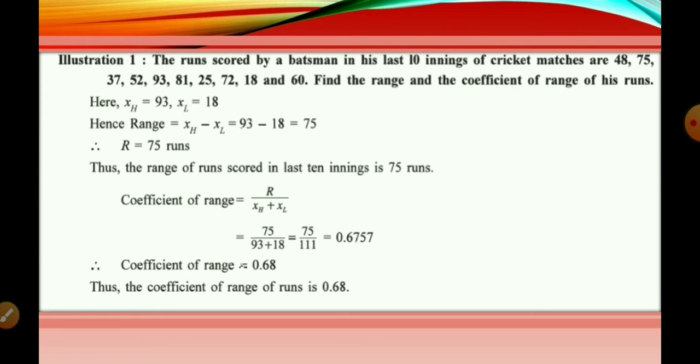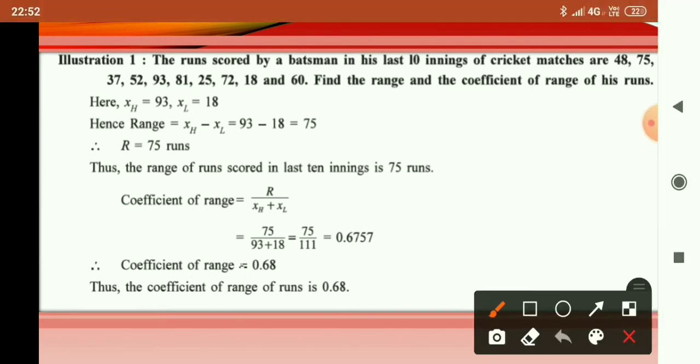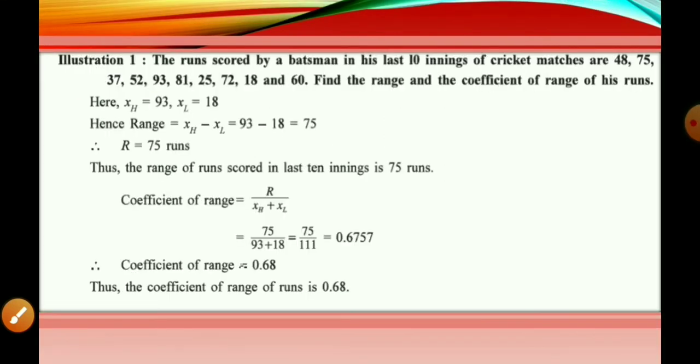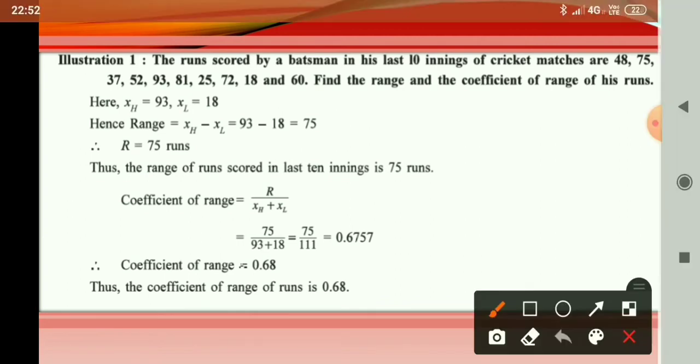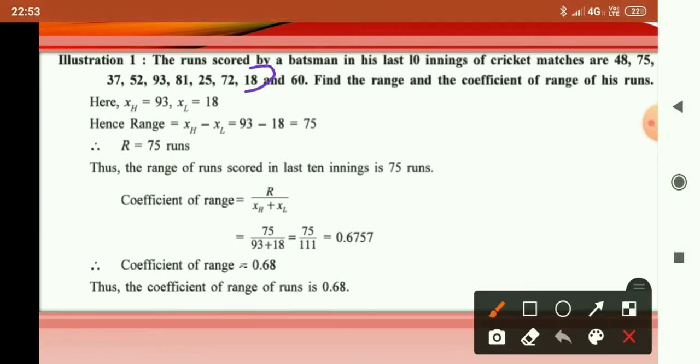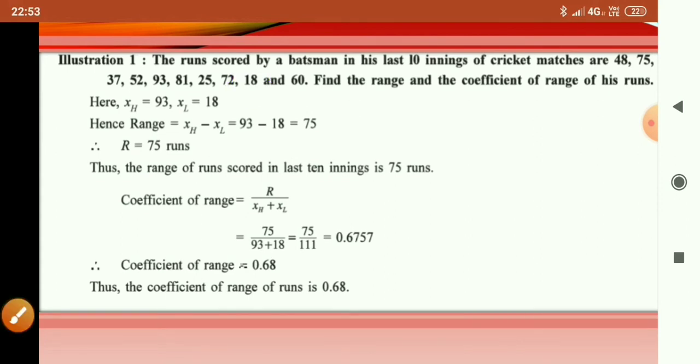Here values are given. The runs scored by the batsman in the last 10 innings of a cricket match are given. We have to find the range. First of all, we have to see which is the highest observation. From these observations, the highest observation is 93. And what is the lowest observation? The lowest observation is 18.